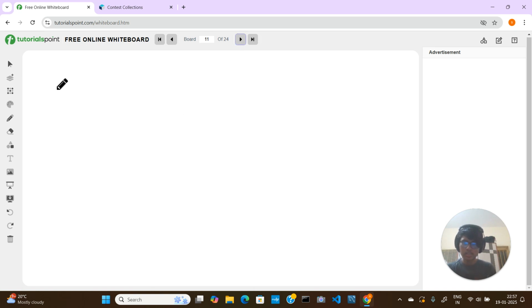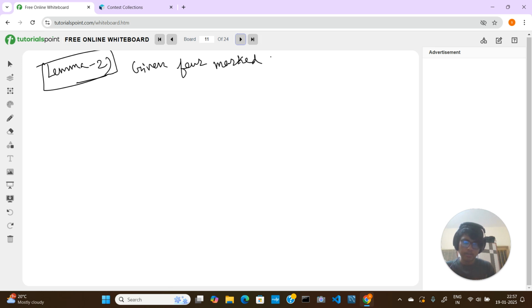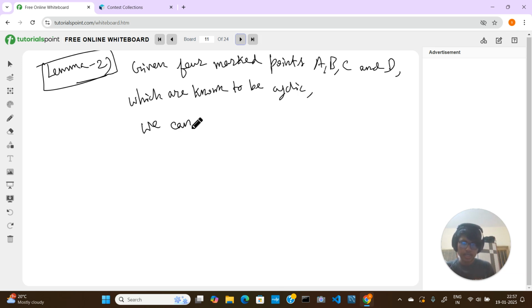So this is the next thing. This is our next lemma, and this is the most important thing. Given four marked points A, B, C, and D, which are known to be cyclic, we can construct the circumcenter of the circle ABCD. This is our second lemma.